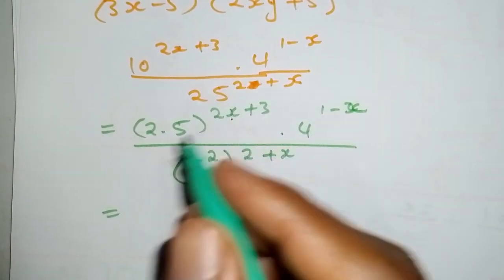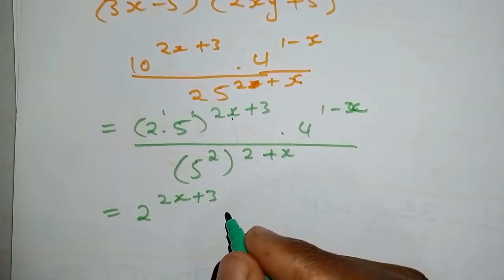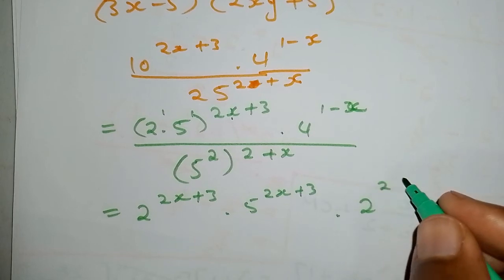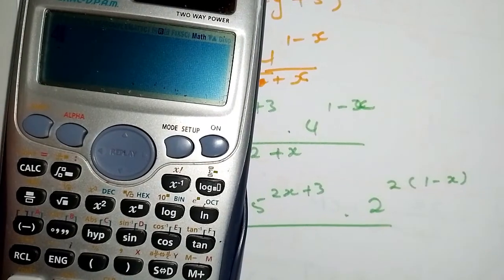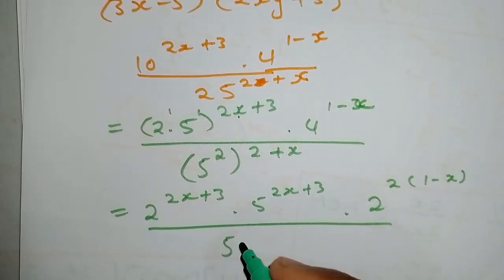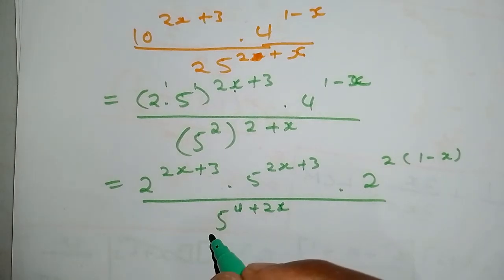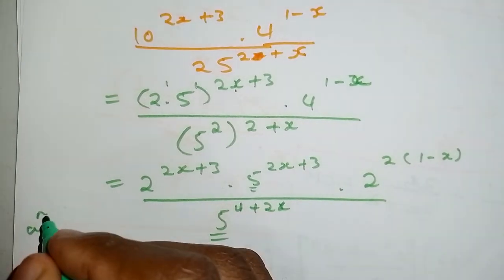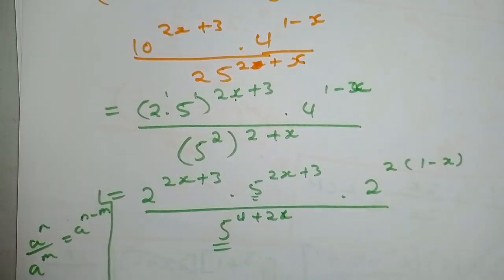Let me just continue. Remember we did such a question before, this one is going to be 2 to the power 2x plus 3 multiplied by 5 to the power 2x plus 3 multiplied by 2 to the power 2 into 1 minus x, all over... How did I get 2 to the power 2? 4 equals 2 squared, the exponents, right? And then I'm going to have 5 to the power 4 plus 2x, right? And remember, when we have similar bases, this is where the law of division comes in. There, the answer is supposed to be like that.